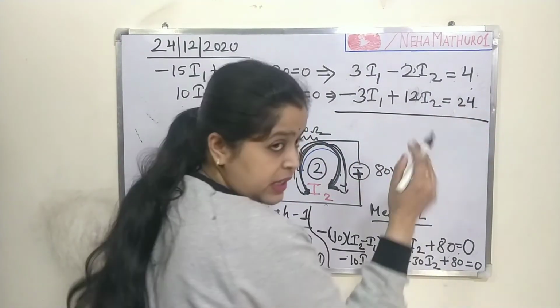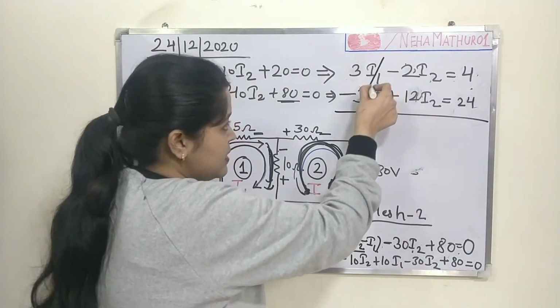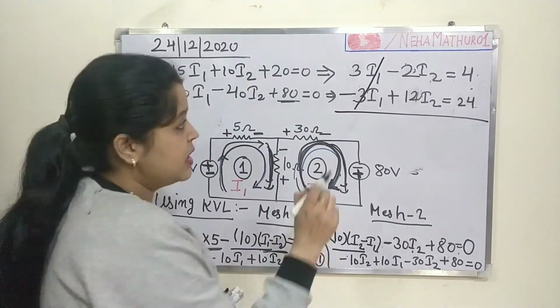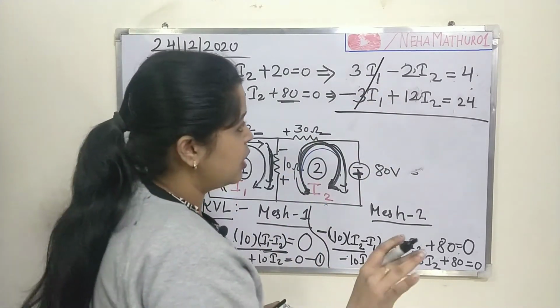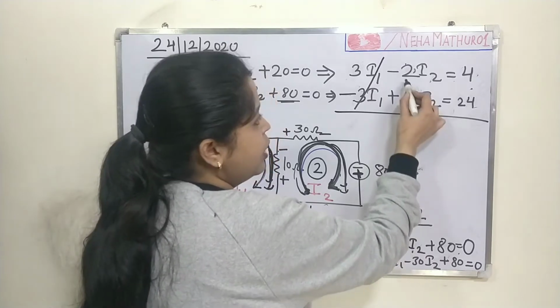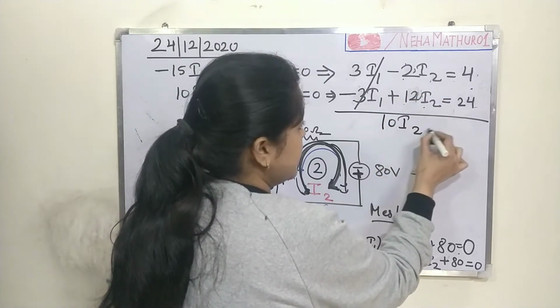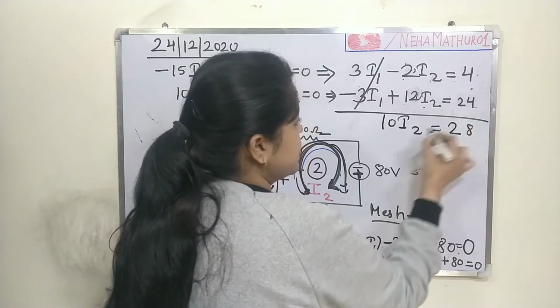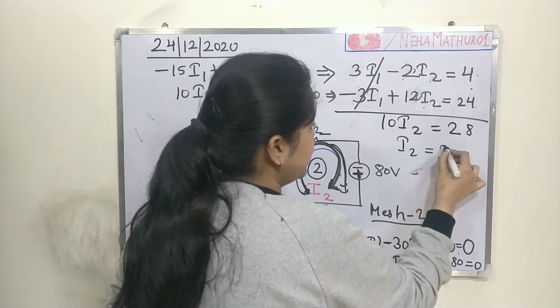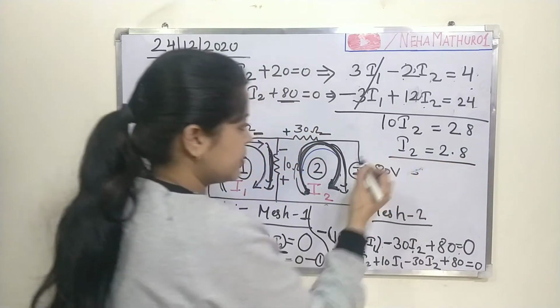When you add these two equations, 3I1 minus 3I1 is going to be cancelled out. Here you have 12I2 and minus 2I2. So the solution will be 10I2 equals 28. So your I2 is equal to 2.8.